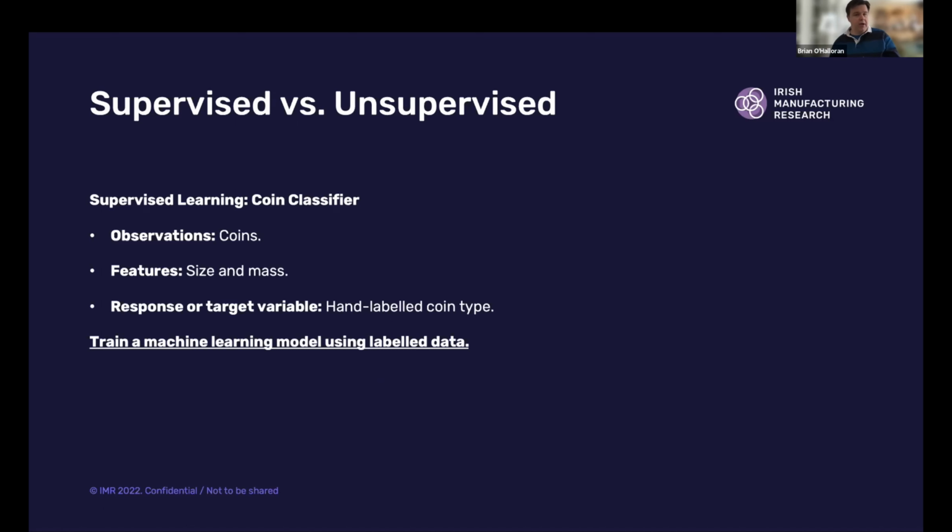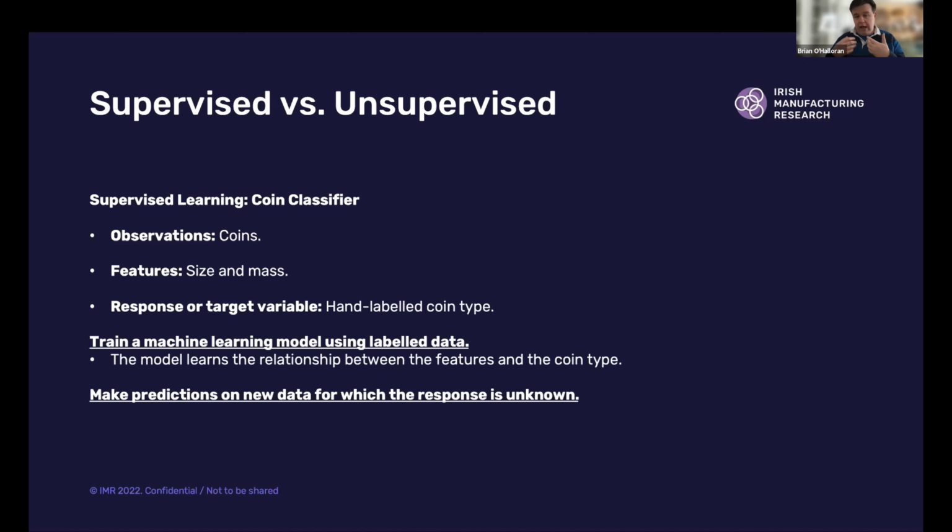So we'll train the machine learning model using our labeled data. The model learns the relationship between the features, in this case the size and mass of the coins, and the coin type. Then if we have new coins where the response is unknown, we will give the model a new coin, and based upon its size and mass, it will predict the coin type automatically.